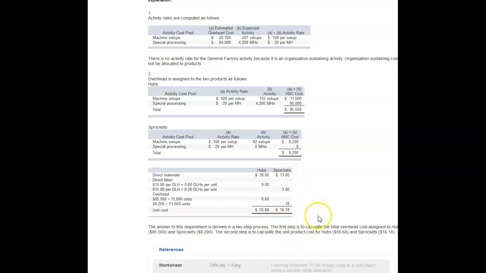So quite detailed. Again, materials, fairly easy. Labor, a one-step calculation. Overhead, there are multiple steps to finally get to the per unit cost.